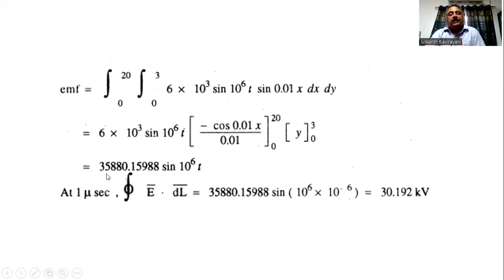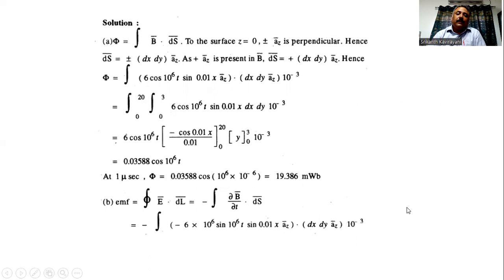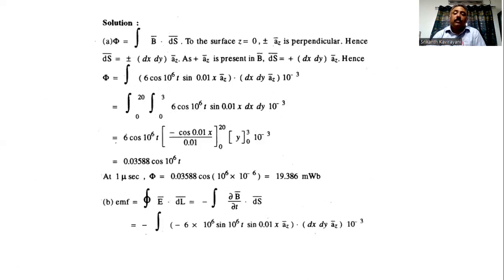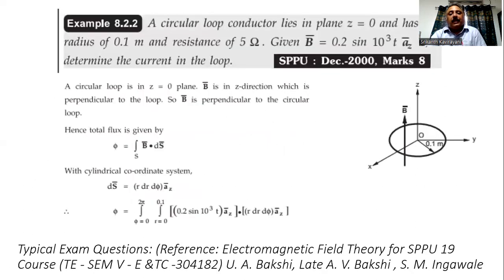So which yields us this particular value of 35880.15988 sin 10^6 t, which again is evaluated at 1 microsecond as per the given data. So we end up getting integral E dot dl equal to 30.192 kilovolts. This is a very interesting problem, which is normally the kind of problem that we encounter in this particular course. Similarly, we have another problem.